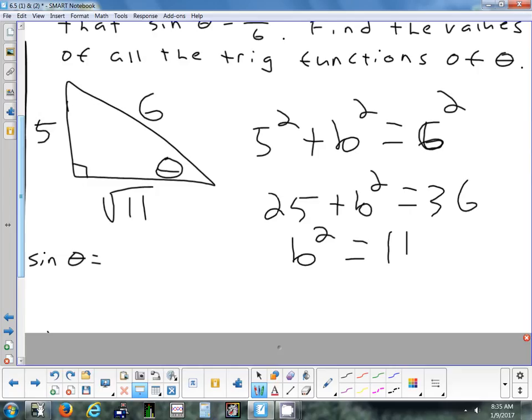Okay? And on the test, some people get tripped up with the difference between what's the sine of theta and what is theta. One is a trig function. One is the size of an angle. I am not asking for the size of an angle here. I could find it, but not here. So let's just find the trig functions.